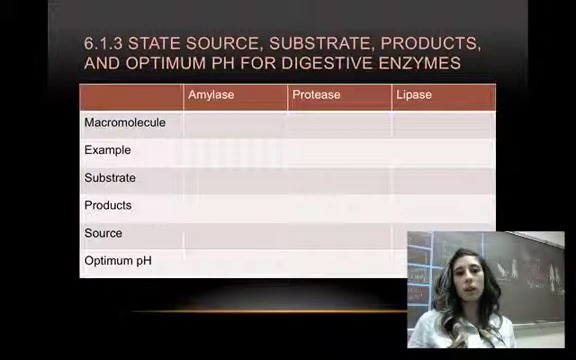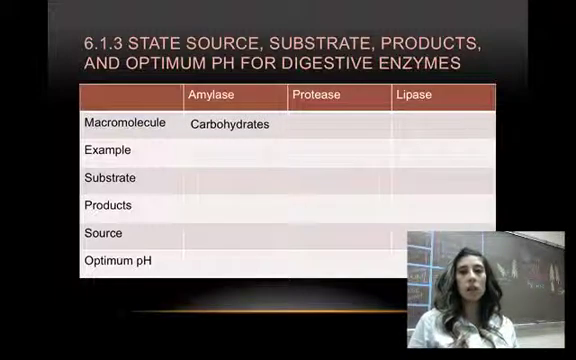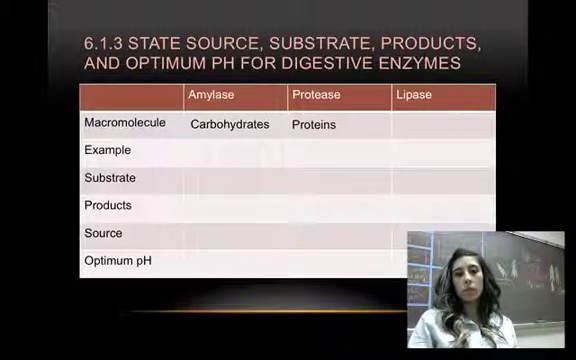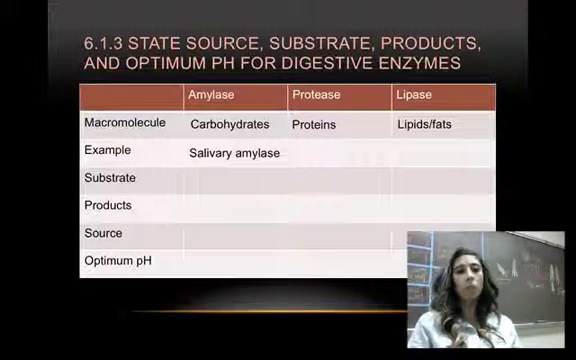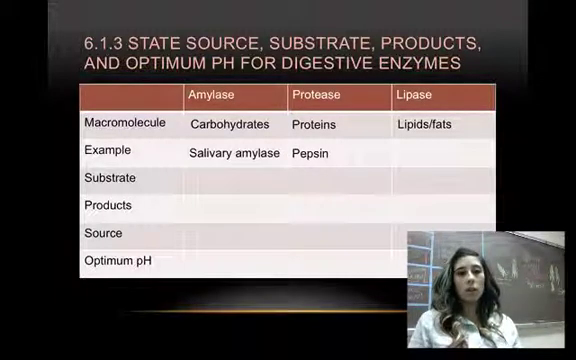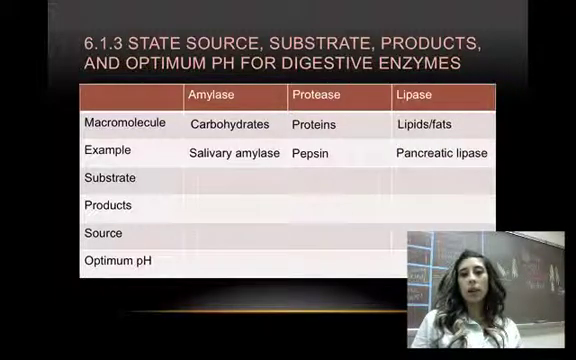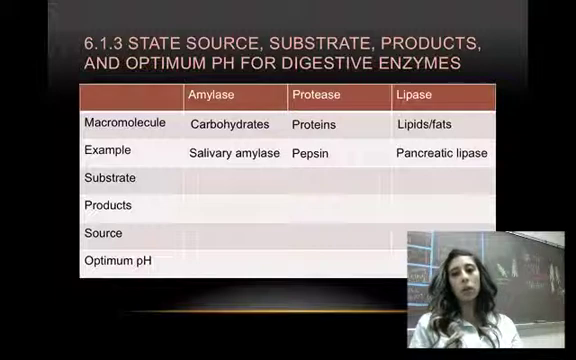And lastly, let's look at a source of substrate, the products from that substrate, and the optimum pH for some digestive enzymes. So the first one I want to talk about is amylase. This is an enzyme that will break down carbohydrates. Proteins we'll see being broken down by protease, and lipase enzymes will help break down lipids and fats. And so our example for amylase is seen within our salivary glands, and those are contained within our mouth region and kind of under your tongue. To break down proteins, we see the enzymes contained within pepsin. And to break down our lipids and fats, we have the example of the pancreatic lipase.